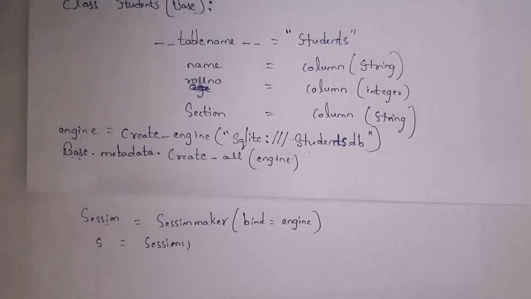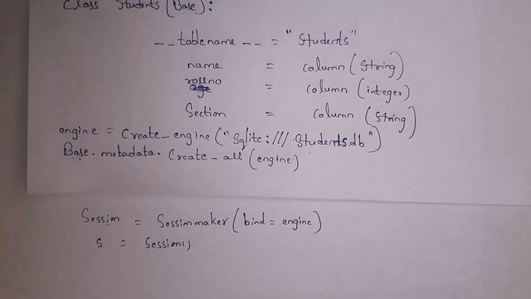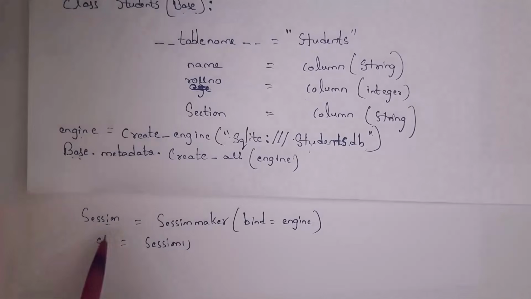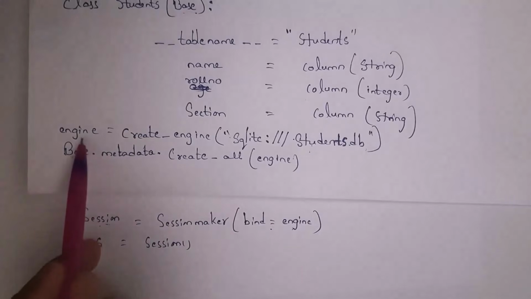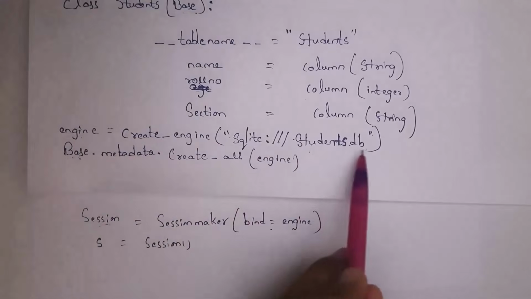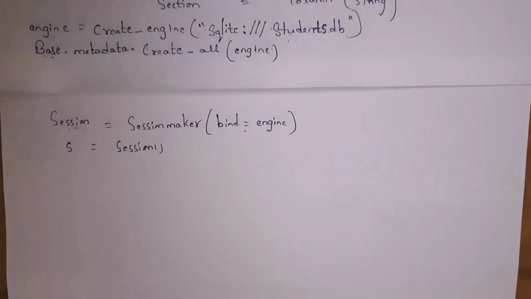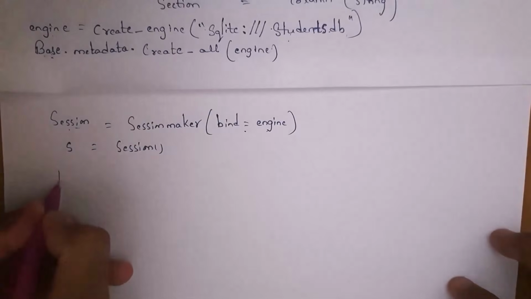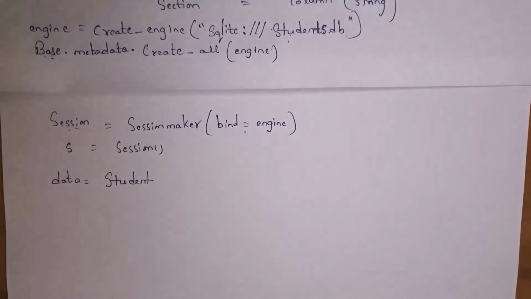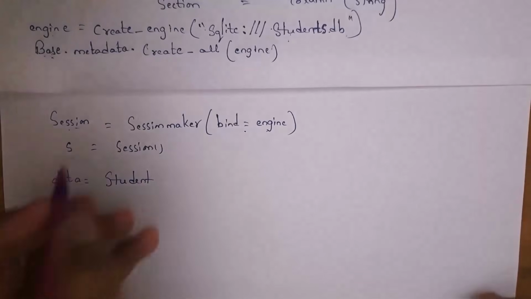Now I want to insert name Sai, roll number 20 and section A in my students table which is present in students database. So at first my data is transferred to session. After the data is transferred to engine, engine is nothing but data is transferred to my students database. Now I want to insert data. You can take any variable name. I want to insert data. So I am taking variable name as data equal to, my table is present in students class. So I took here students.